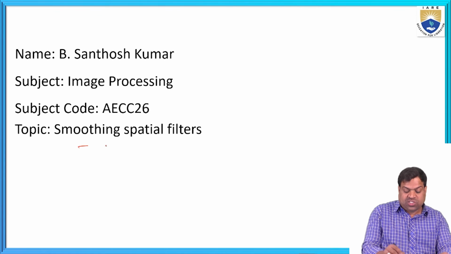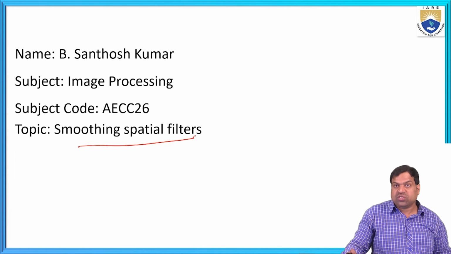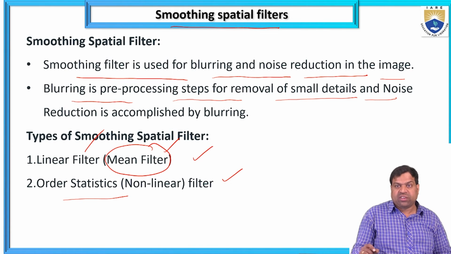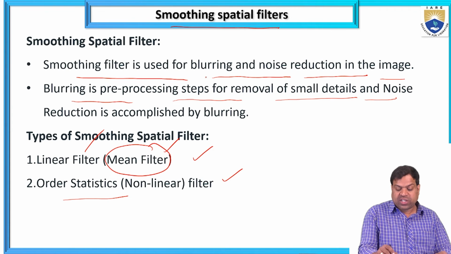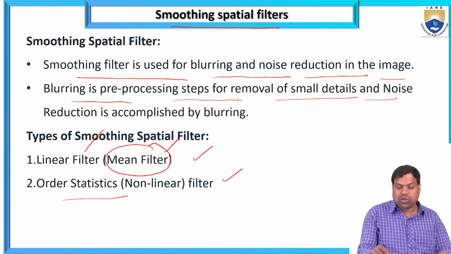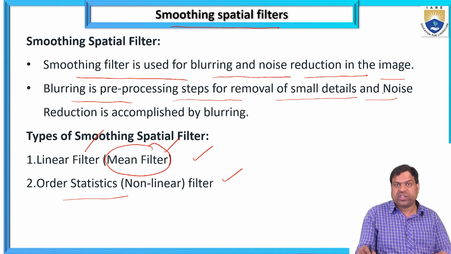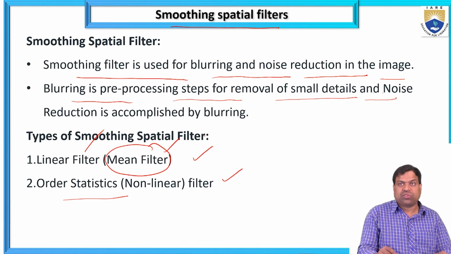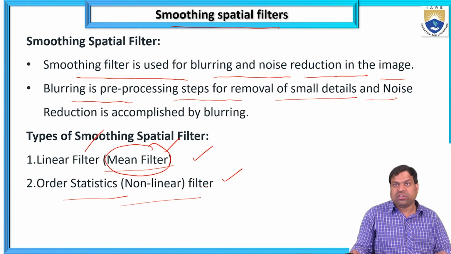So already we discussed smoothing spatial filters. In the smoothing spatial filters, what is the definition? The smoothing filter is used for blurring and noise reduction in the image. So blurring is a pre-processing step for removing small details, and noise reduction is accomplished by blurring. So what are the two types of smoothing filter? Linear filtering and non-linear filtering. Okay.